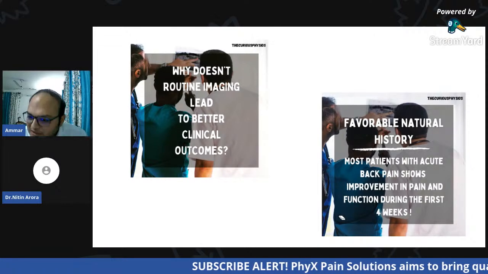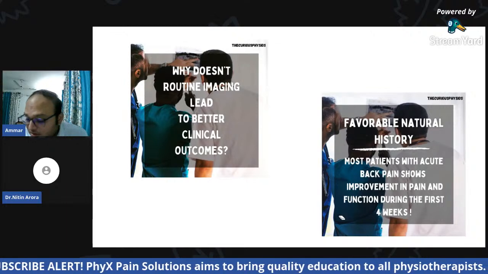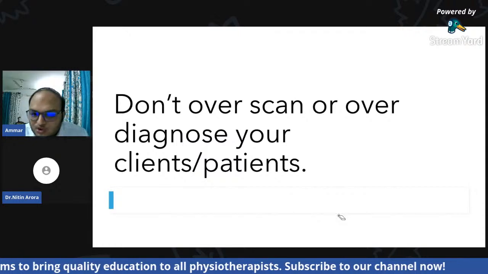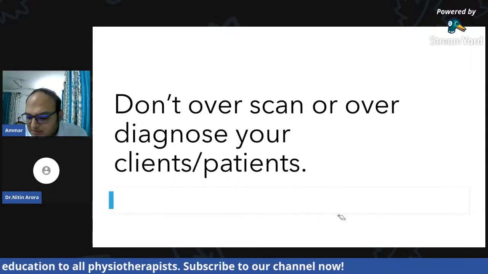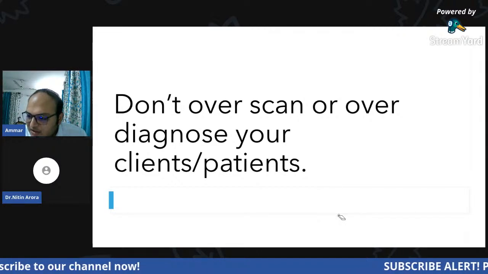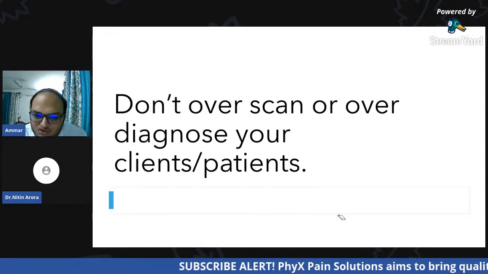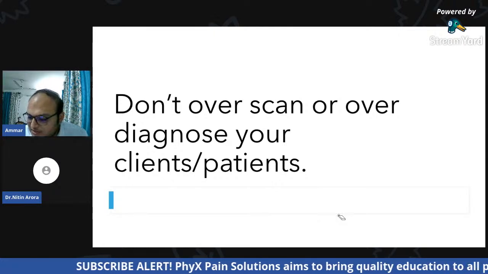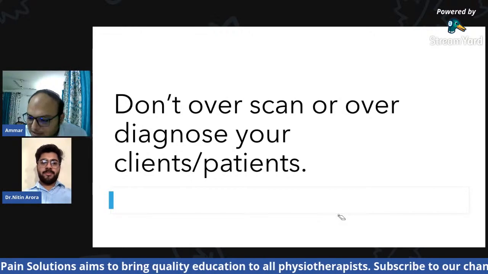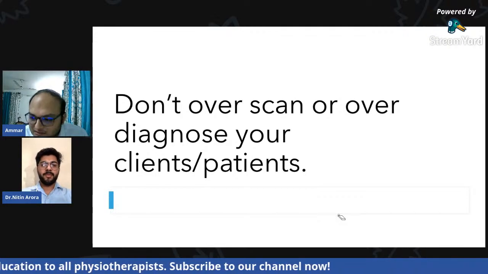Simple exercises, simple advice, properly following the sequence will make things work wonderfully for your patient. So don't over rely on scans. At the end, I'll always say, don't overscan or overdiagnose your clients and patients. Sometimes the problem is very, very simple. The problem is too minute, just a sprain, and we complicated it. Oh God, let's do an MRI, let's do an X-ray. Later it turned out it's just a lumbar sprain, simple strain, or just an ankle sprain.